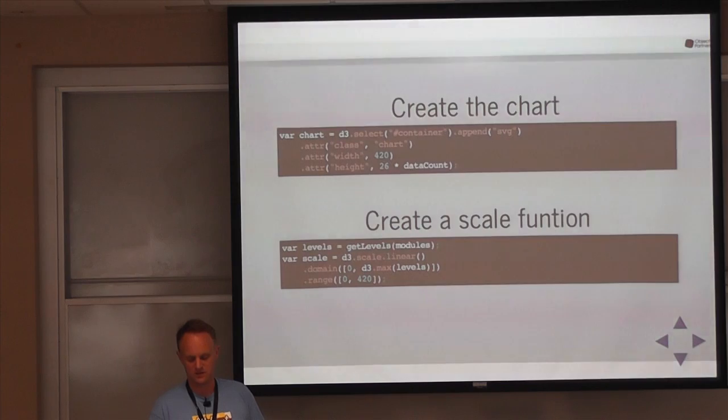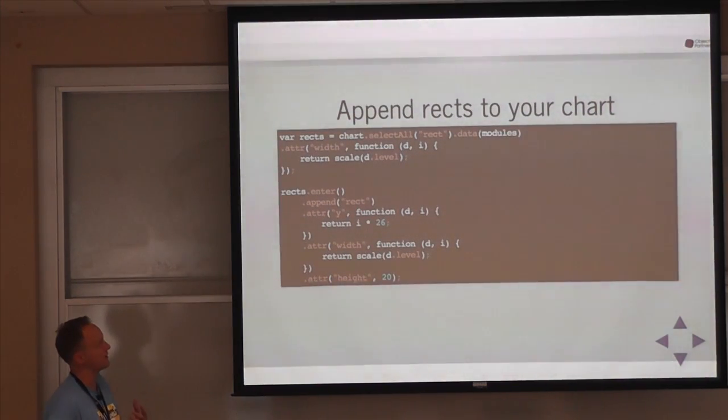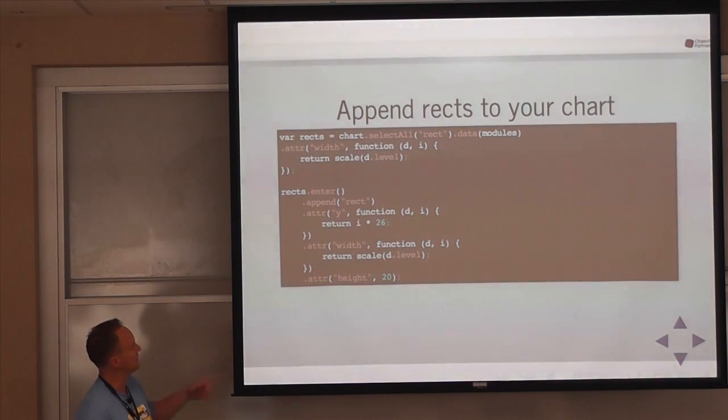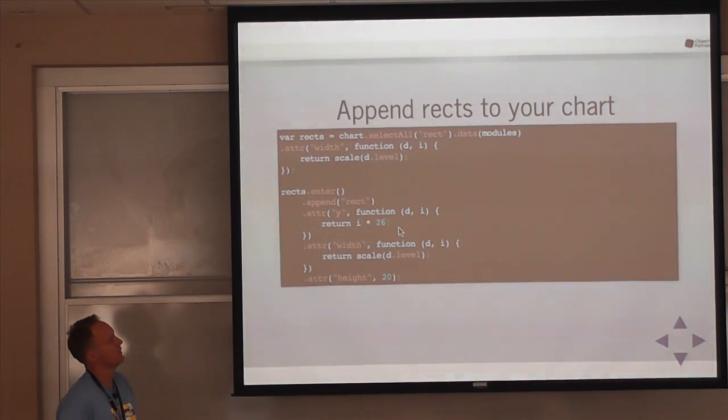actually make these rectangles. Then we're going to use these selections to append these rects to our chart. So we grab our chart and we do a select all rect, which is empty. We pass in however many modules we have, and then we tell it to calculate the width by scaling on our value that we have. And then in our inner block, we're going to draw new rectangles. And we have our y value, which is just i times it.